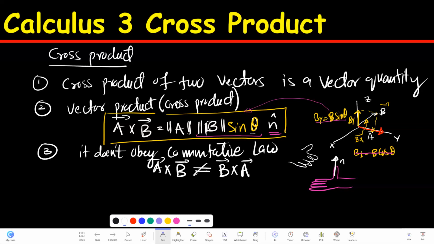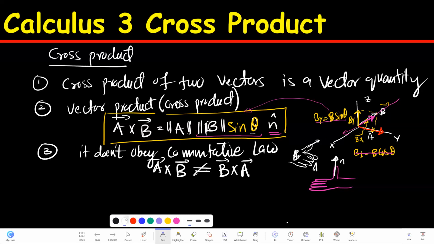If I move my finger from here to there, rotate from A to B, my thumb is telling me the N is supposed to be here. I'm going to change the color. My N is actually in this direction, inside, like a z-axis, inside the plane. And if I rotate the other way around, it's going to be towards this side, right? So basically N is perpendicular to this.